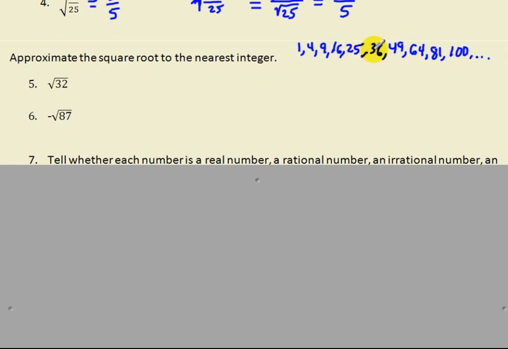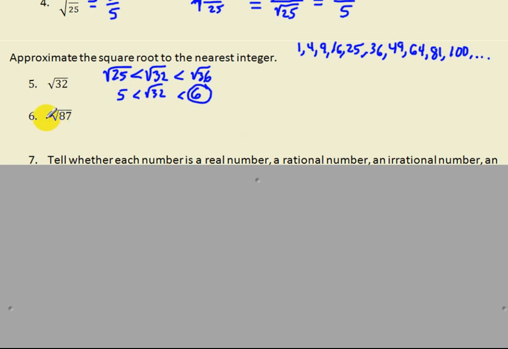32 falls between 25 and 36. So we can say that the square root of 25 is less than the square root of 32, less than the square root of 36. So 5 is less than the square root of 32, less than 6. 32 is closer to 36 than it is to 25, and so we'll approximate that square root as 6.